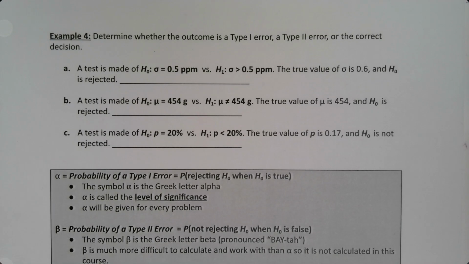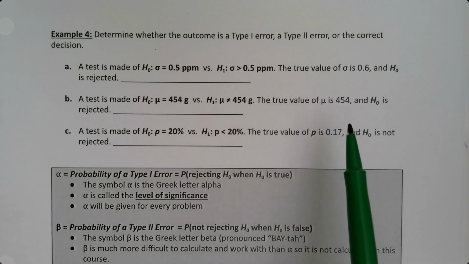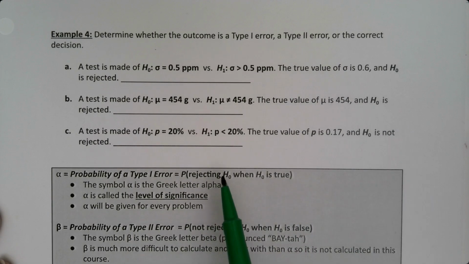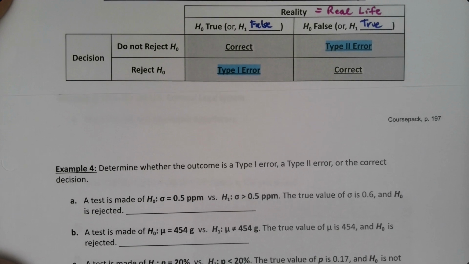So we've seen type 1 and type 2 errors and how potent and powerful they can be for real-life situations. So now it's time for us to determine whether we're seeing a type 1 error, a type 2 error, or the correct decision for a few different scenarios. And this will be really helpful if you have that table from the previous page. I'm going to put it right here so we can keep using it.